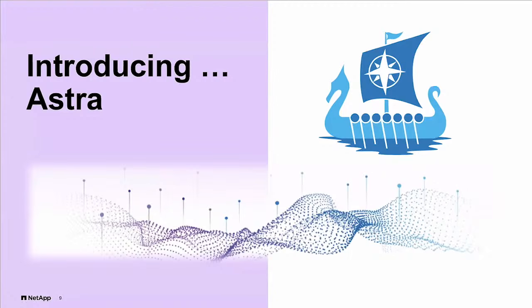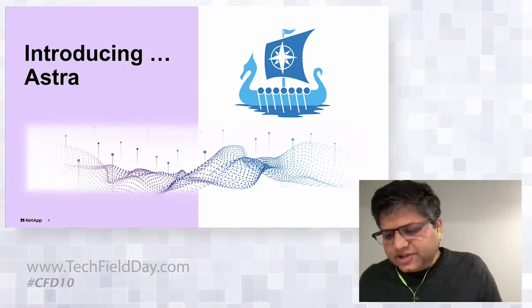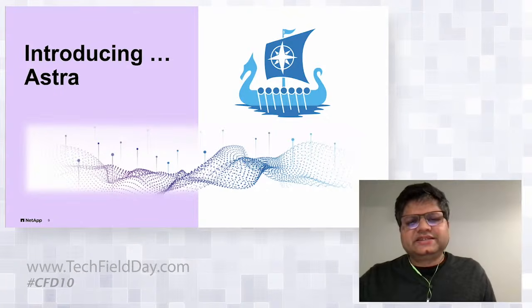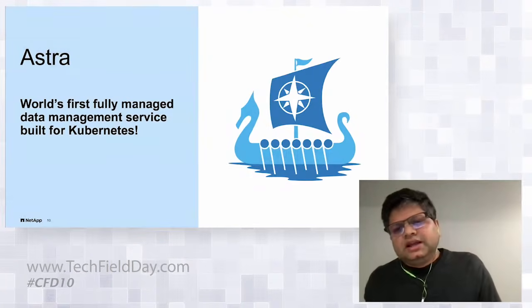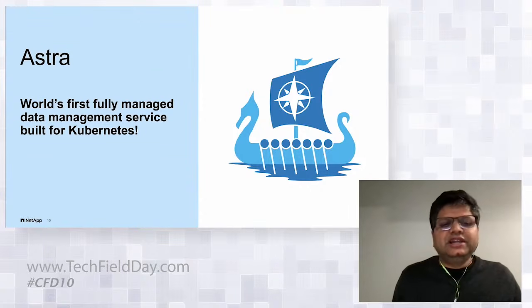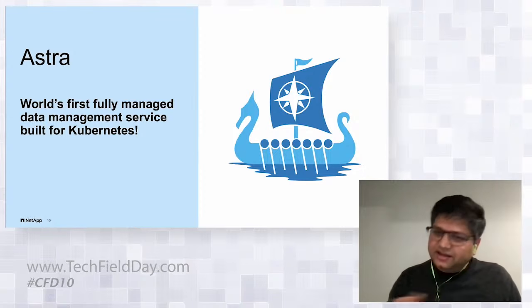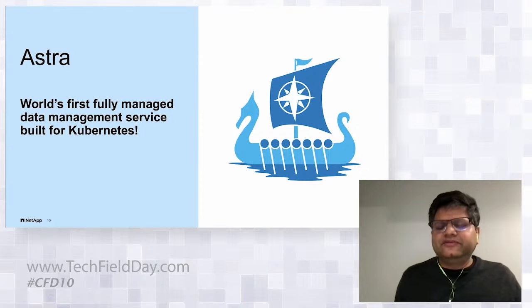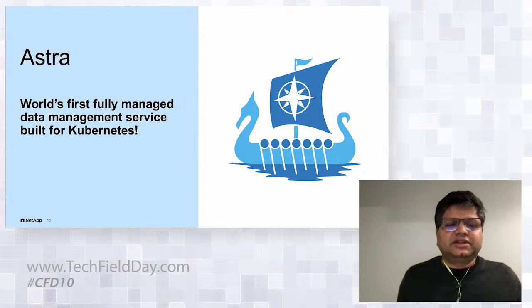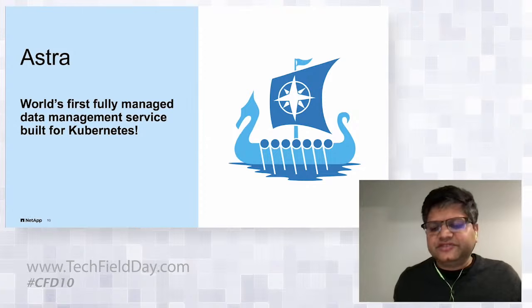So we are introducing Astra. Literally, we're launching it today. It's been in service for a little while, but GA, we're launching it today to take care of a lot of these issues. Astra is the world's first fully managed data management service built for Kubernetes. I'll go into the fully managed aspects of Astra a little bit later, and you'll also be able to see that live when Garrett gives you the demo. But it's truly the first of its kind.